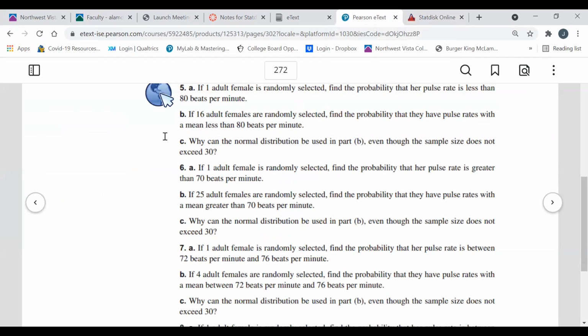Yeah, thank you. Someone said, why can the normal distribution be used in part B, even though the sample size does not exceed 30? Well, there were two requirements, weren't there? What were the two requirements, people? You remember what the requirements were? There were two requirements.